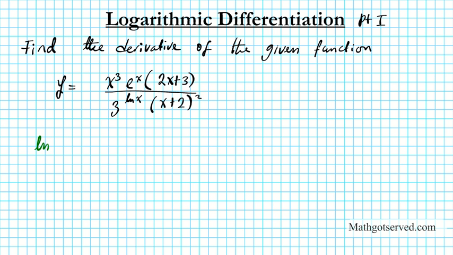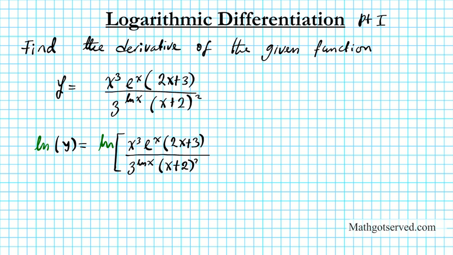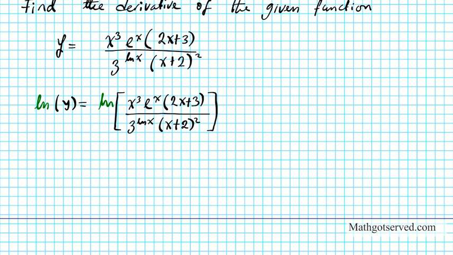Natural logarithm of y on the left side equals, and then we do the same thing to the right side of the equation, the natural logarithm of this entire function, x to the third e to the x times 2x plus 3, the whole story divided by 3 to the ln x times x plus 2 quantity squared. Okay? Now, we're just going to keep bringing down the left side along, so the left side is going to be the natural log of y.